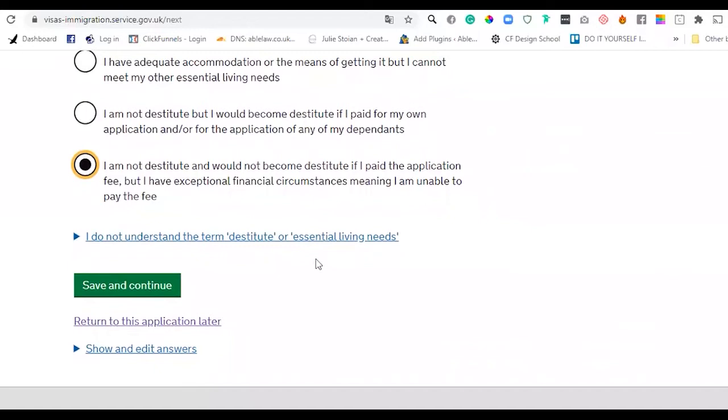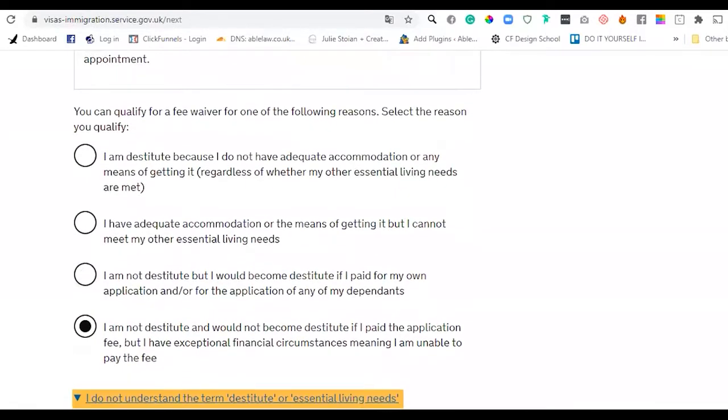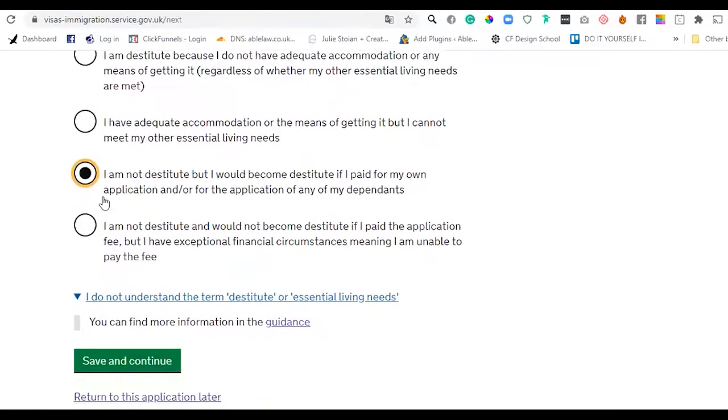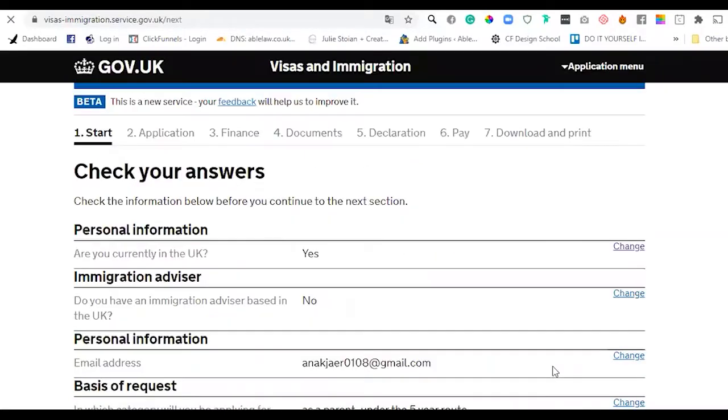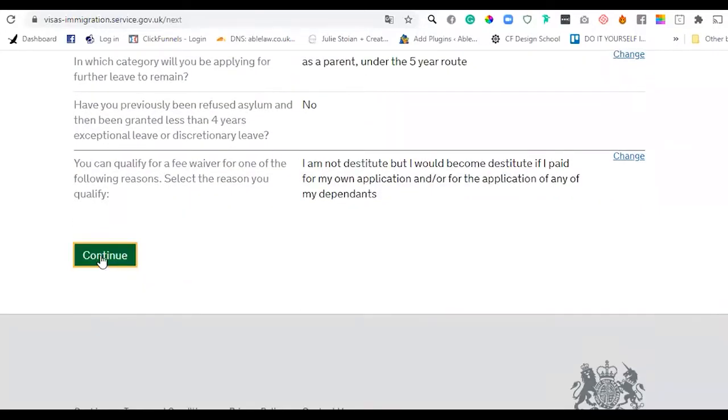Okay. And here it says, I don't understand the term destitute and essential living means. So it says go back to the guidance. Okay. So here I'm going to say, let's see, I'm just going to assume I'm not destitute, but I would become destitute if I paid for my own application. Okay, I'm going to tick the 3rd box and see where that will take me. Okay, so then I will continue.